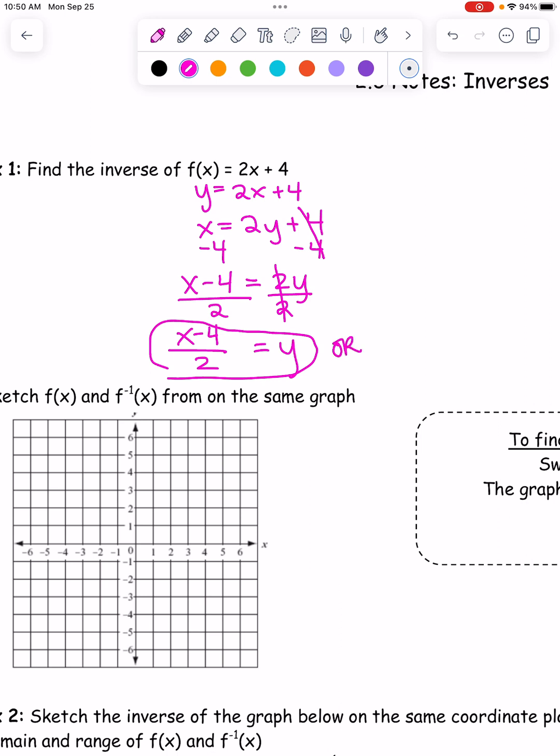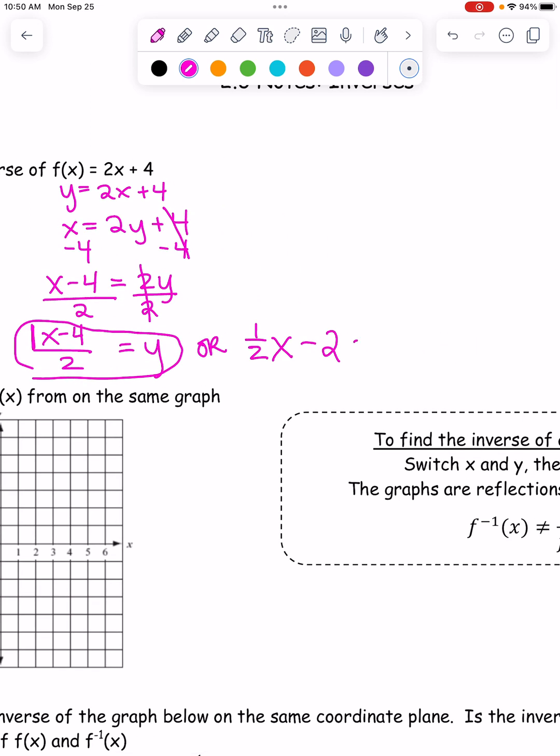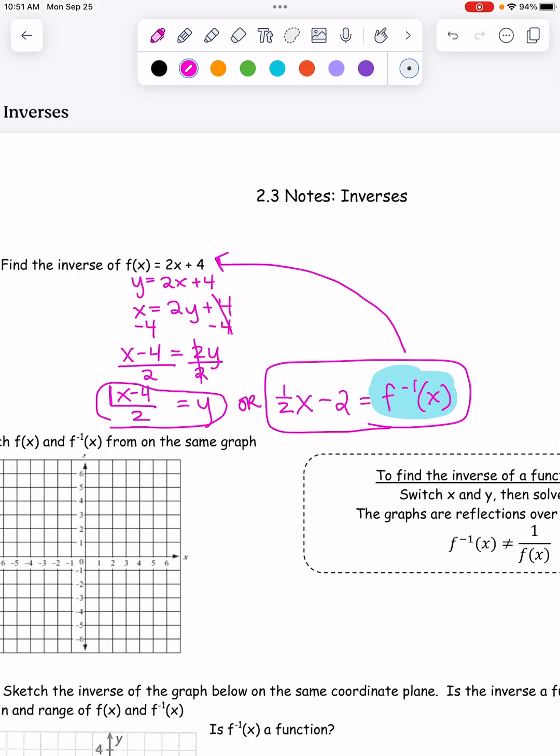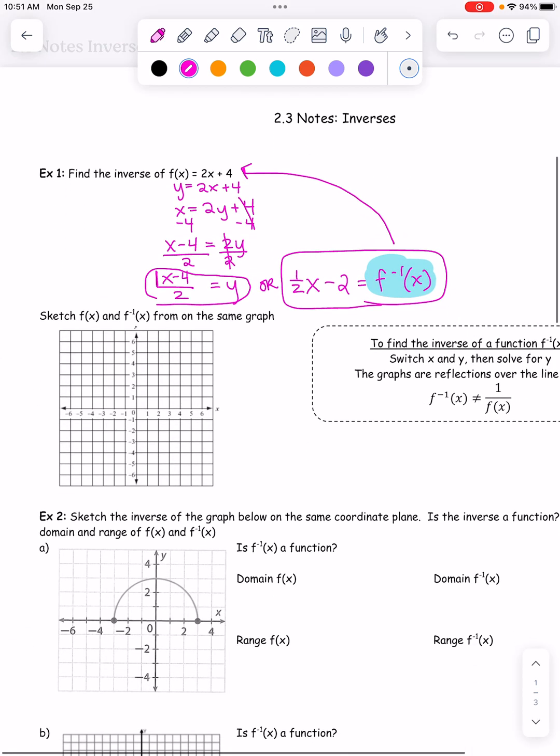Or you can divide each part by 2. So there's a 1 in front of the x, so that's 1 over 2 x, and then minus 4 over 2 can reduce to just negative 2. So that's also equal to the inverse. This notation, f to the negative 1 of x, is just notation for inverse. So we are now telling the reader that we found the inverse of that original function, okay? And yes, I would love for you guys to try to use that proper notation, okay? So that's how we're going to do it algebraically. We switch the x and y, and then we solve for y.